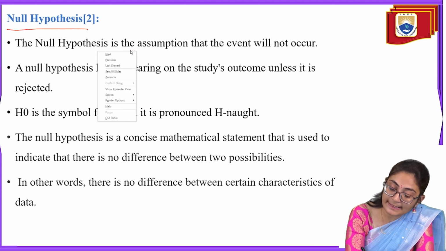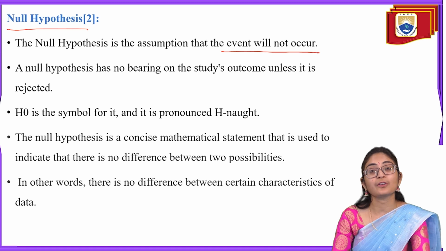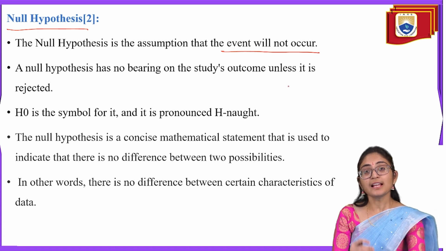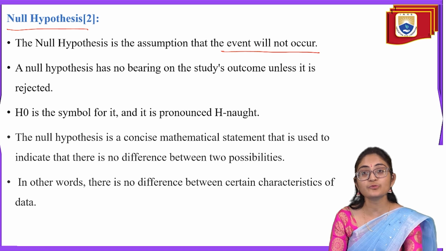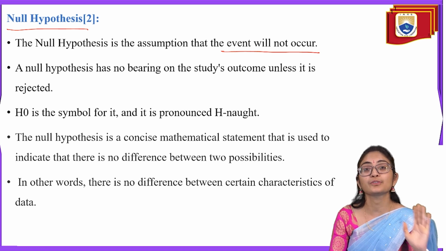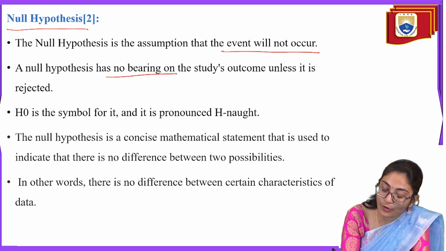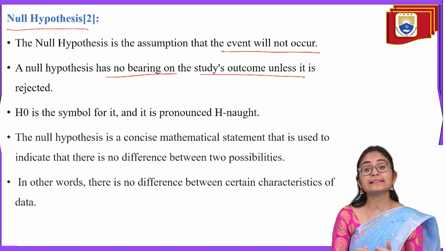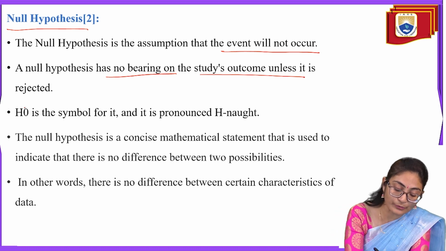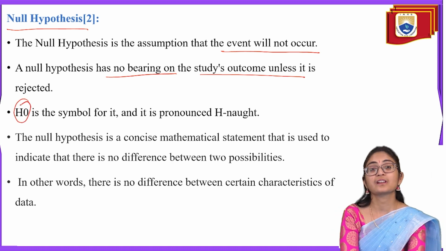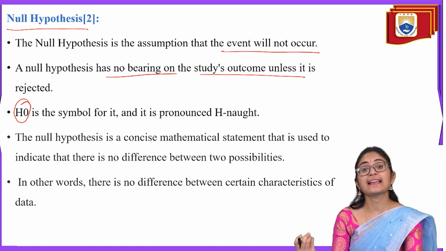Null hypothesis is the assumption that the event will not occur. That means the null hypothesis shows that whatever assumption you have made will not occur. A null hypothesis has no bearing on the study's outcome unless it is rejected. We denote the null hypothesis by H0, pronounced as H-naught.